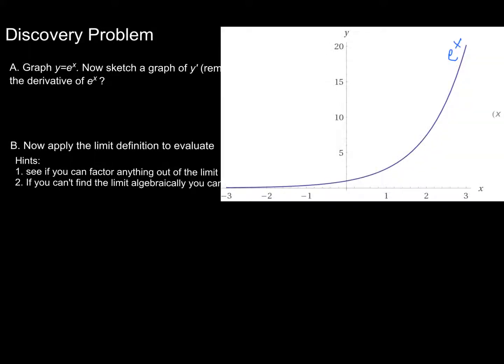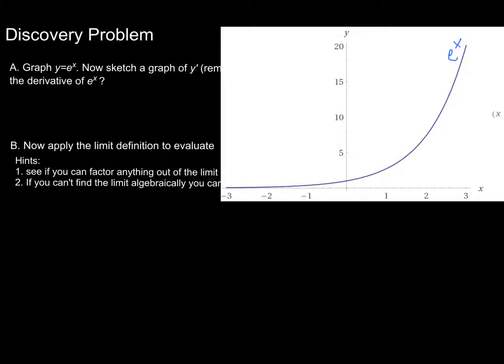So here's a graph of e to the x, usable from Alpha. You could use your calculator. Eventually we'll use this function so much that you'll hopefully memorize the shape of e to the x. My goal is to sketch a graph of the derivative. The derivative is just the slope of the function at any point, so what I'd like to do is analyze the slope of this function in a way that will allow me to sketch the derivative.